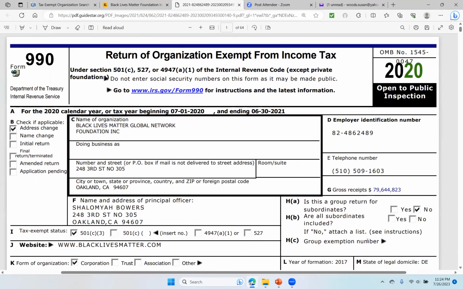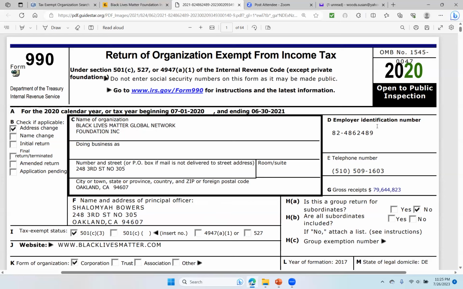Another problem that I have is that the blacklivesmatter.com website doesn't have it listed there either, not the 2020 version. So it's just an ongoing process of being frustrated with trying to get accurate information. It requires so much time and energy to do it. And like I said, I have a video and I'm going to find it. There's a video where I demonstrate how to download the Black Lives Matter Global Network Foundation's Form 990 information return for 2020 from the IRS.gov website. So I don't know why it's not there anymore.